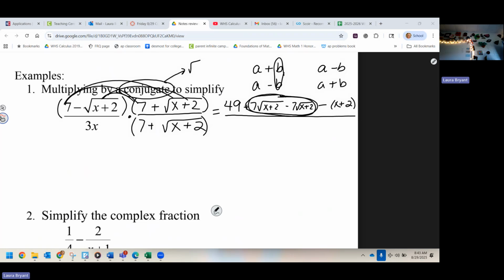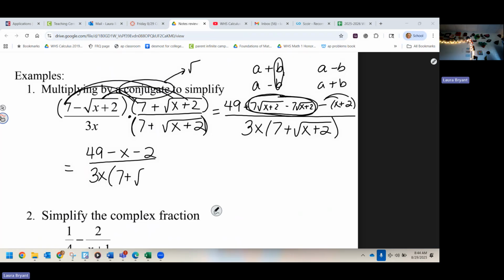On the bottom, I want you to leave the parentheses on the bottom and not distribute that yet. I'll explain why here in a second. Just kind of multiplying the top out right now. And now when I bring my next line down to simplify, I've got 49. And if I distribute the negative here, it'll be minus x minus 2 over 3x times 7 plus radical x plus 2.